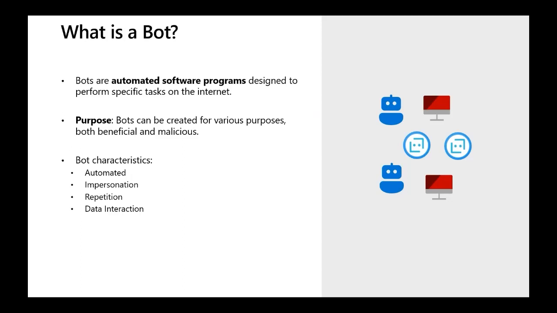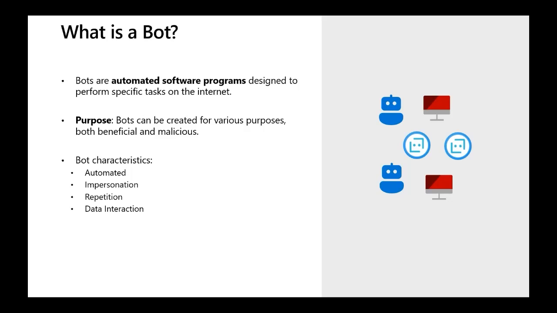Like we saw in some of the classifications that we went through within the Azure WAF bot rule set, there are good bots, there are malicious bots, there are unknown bots, and this applies also when it comes to their purpose. In terms of the characteristics, there are various characteristics that are found within a bot. The first one is automation. Bots are automated programs that can perform tasks without human intervention. We also have impersonation, and this deals with the ability of the bot to mimic human behavior. And this makes it a challenge to really distinguish it from a genuine user or from a real human being.